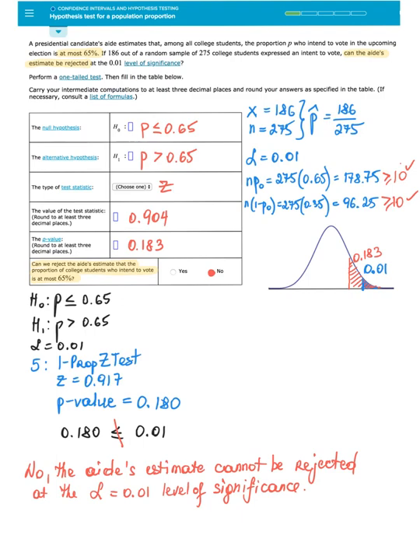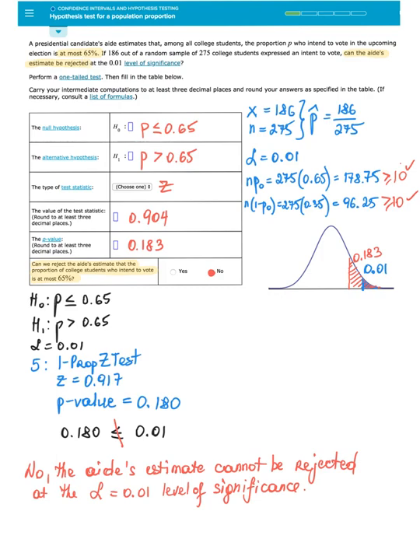Please notice that the verbiage of this problem is quite tricky. In previous examples that we've done when we worked with mu, most of the time you were asked whether the claim can be supported, or do we have enough evidence to support this claim, something of this nature. This time you are asked, can the aide's estimate be rejected? This is a game changer. This one word, rejected, is what makes the claim of this candidate's aide the null hypothesis statement.